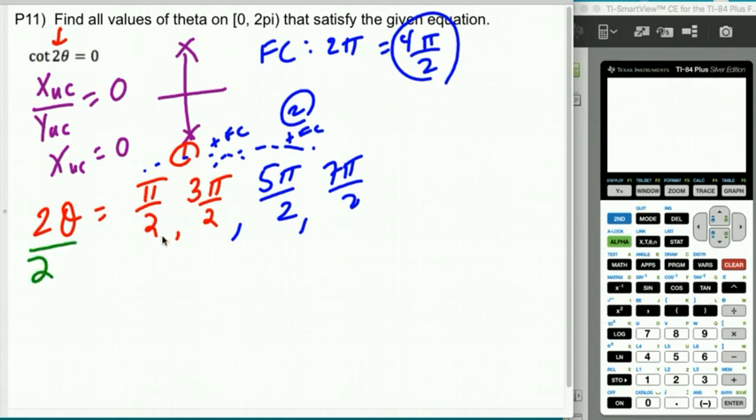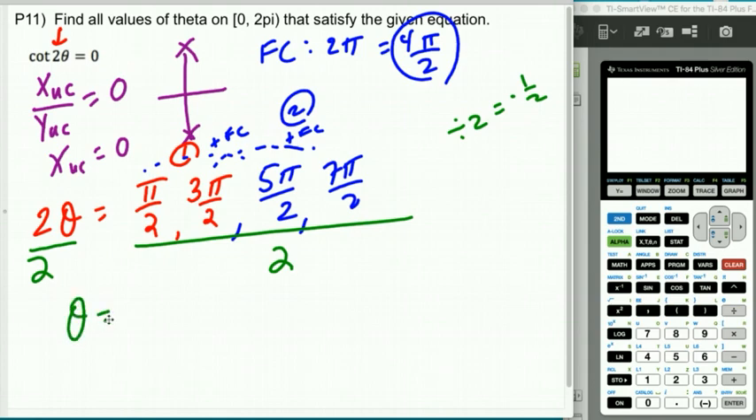And then I'm going to solve for theta by dividing everybody by 2. Remember, cutting a half in half is like having a fourth. And that makes sense because dividing by 2 is the same as multiplying by 1/2. So if you multiplied a pi over 2 by a 1 over 2, you'd get a pi over 4. So I'm going to get pi over 4, 3 pi over 4, 5 pi over 4, and 7 pi over 4.